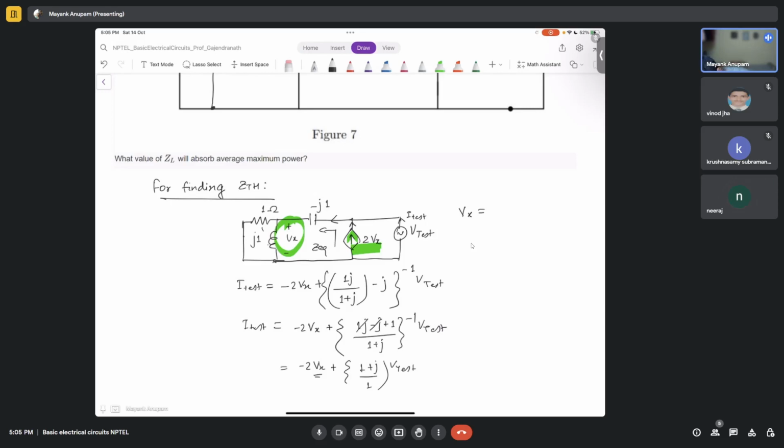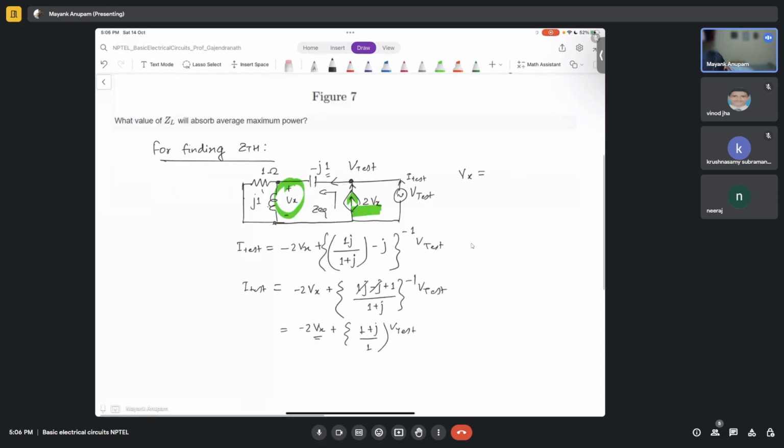You see, it's a simple voltage division, right? The voltage here is V test. So tell me what is that? Parallel combination of this, and there is this thing here, right? In other words, since we already have the current flowing through this, 1 plus J times V test, that simply multiplied by the parallel impedance of this will give us Vx. So it will be 1 plus J times V test, which is the current, multiplied by the impedance 1J divided by 1 plus J. That will give us Vx. So this is gone, and it is simply equal to V test times 1J. Yes, this is Vx.